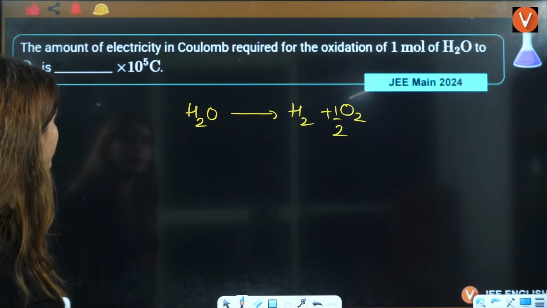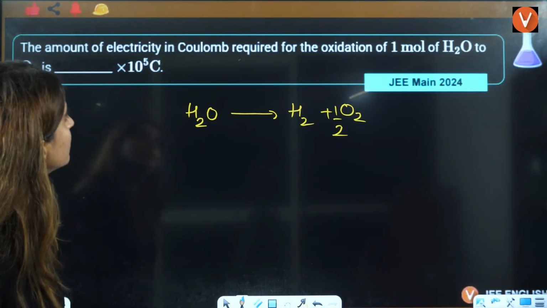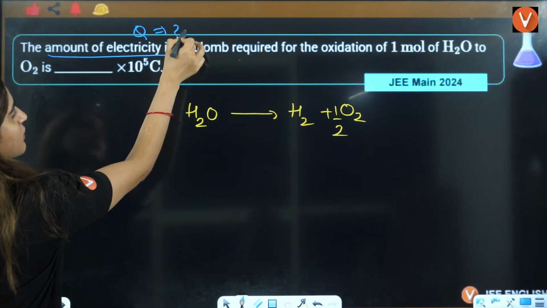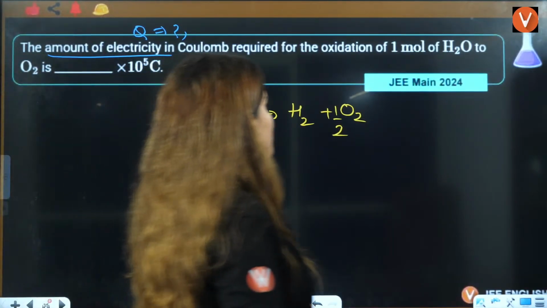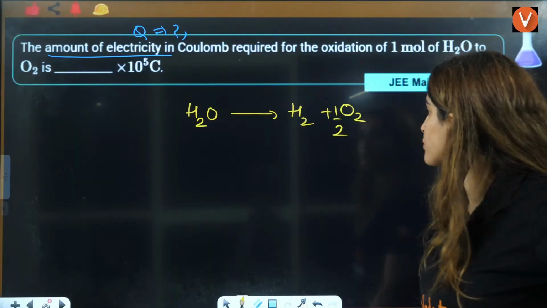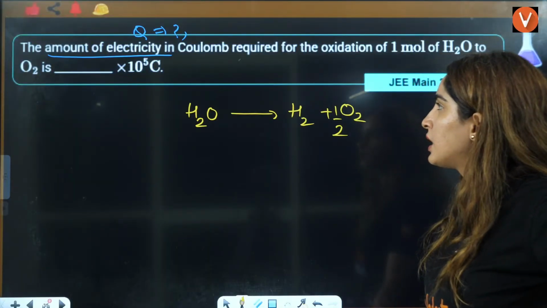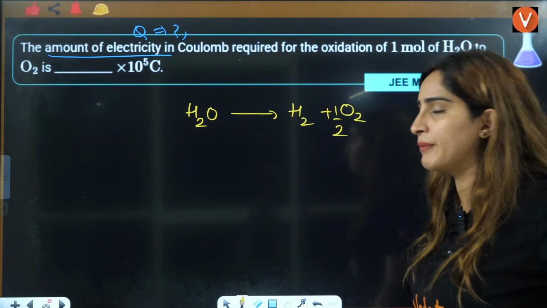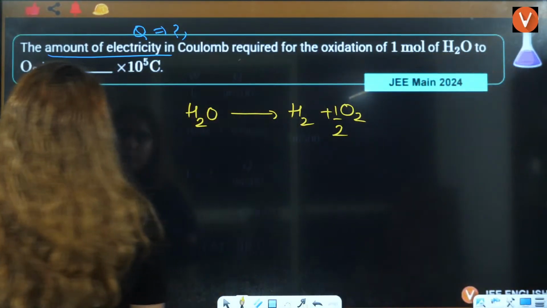Electricity they are asking you in coulomb. That means they are asking you the charge required for the oxidation of 1 mole. This is what they are asking you. So, this is again done by the unitary method only. We'll see how it is done.